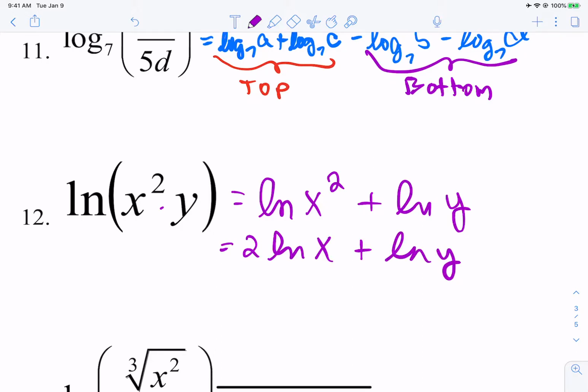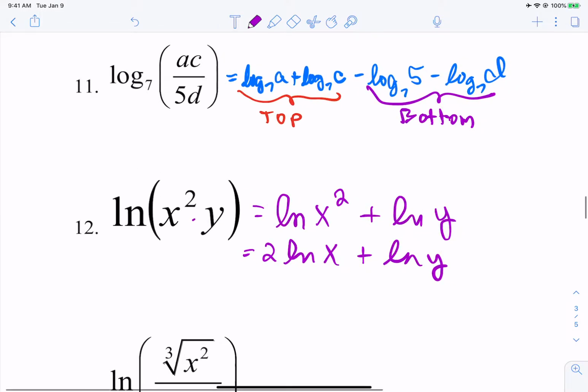Since they're very different, one's a natural log of x, one's a natural log of y, there's nothing we can do about it. That's as far as we can go as far as expanding it. So if Alex ever asked you to expand a logarithm or write a logarithm as sums or differences, that's what they're looking for. Any question about 12?